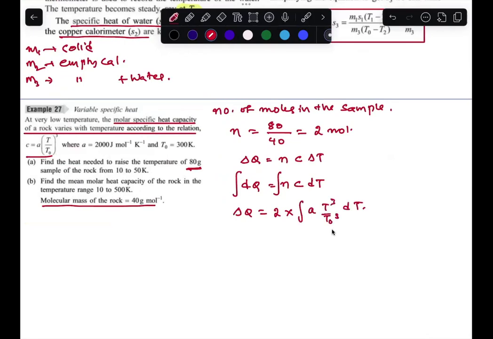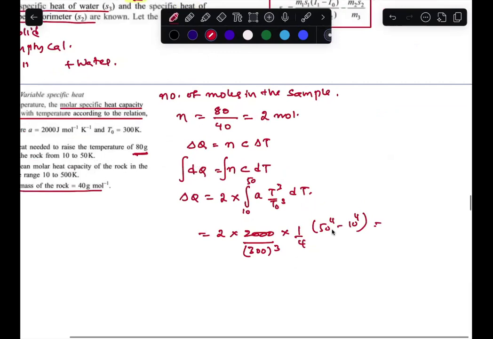Here T goes from 10 to 50 Kelvin. Fortunately, they are in Kelvins. So finally, this is 2 into 2000 into T naught cubed, which is 300 to the power of 3, into 1 by 4 times 50 power 4 minus 10 power 4. Trust me, the entire thing will come down to 231.1 joule.